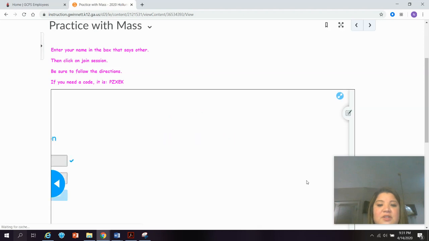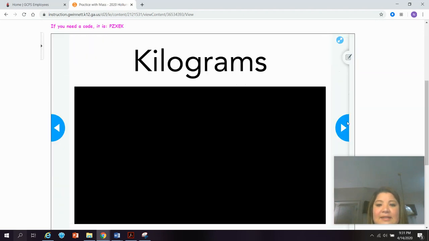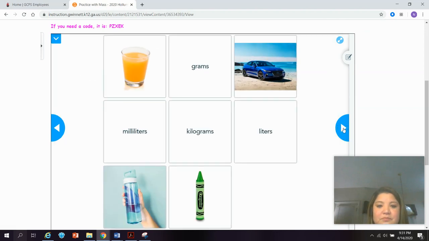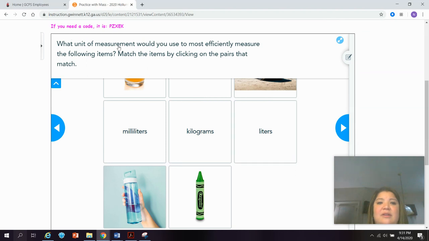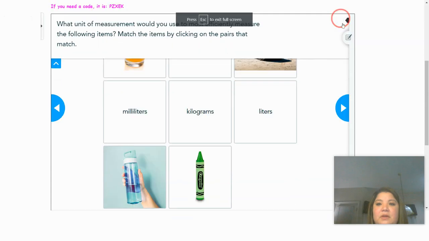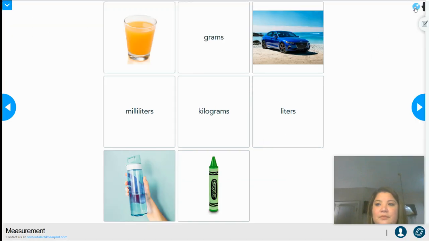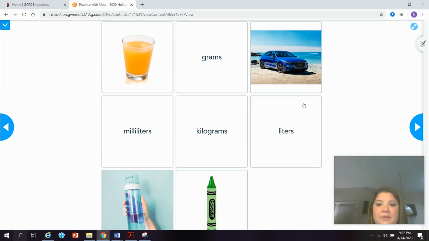So just to show you, it's just a few questions about the lesson. So it's going to be all about kilograms. Here you're going to match. It says, what unit of measurement would you use to most efficiently measure the following items? Match the items by clicking on the pairs that match. So milliliters, kilograms, liters. Oops. And what in the world did I do? Let's put that back there. And then you've got grams.